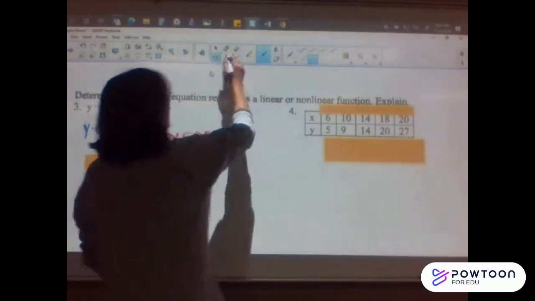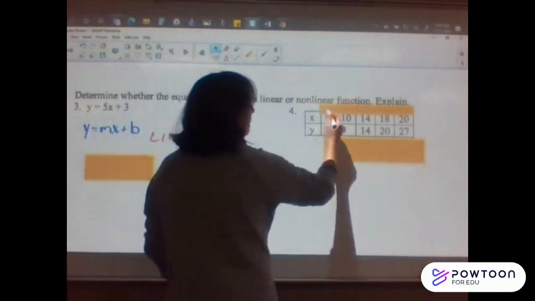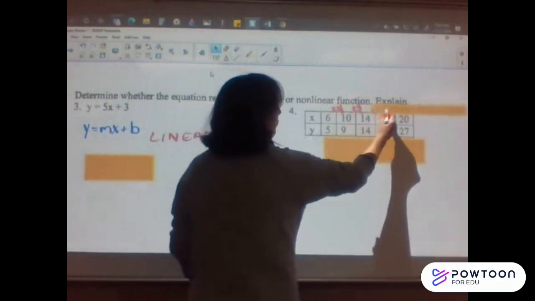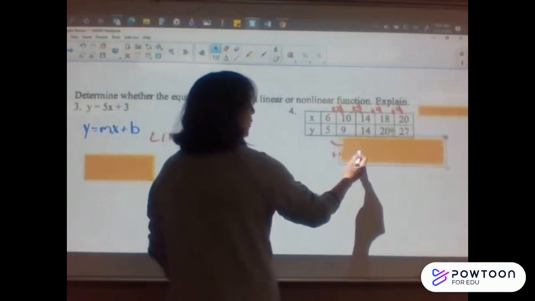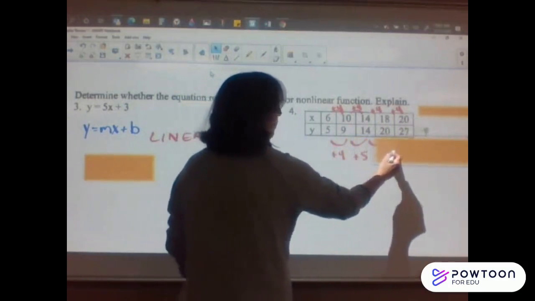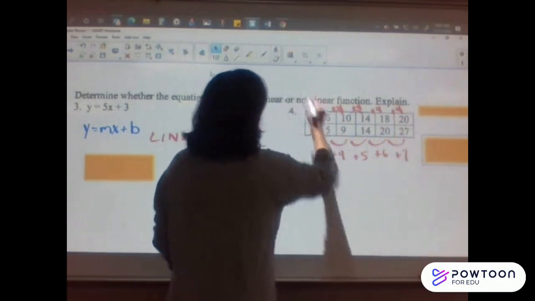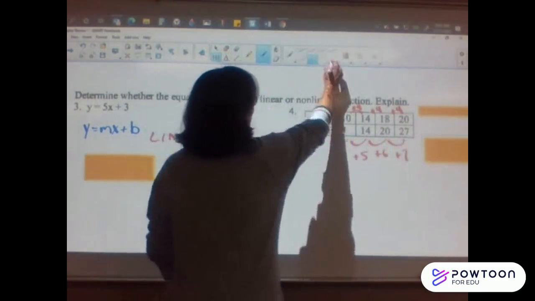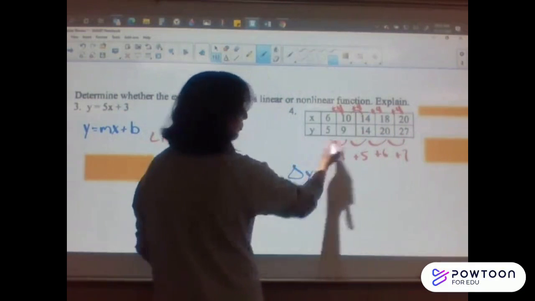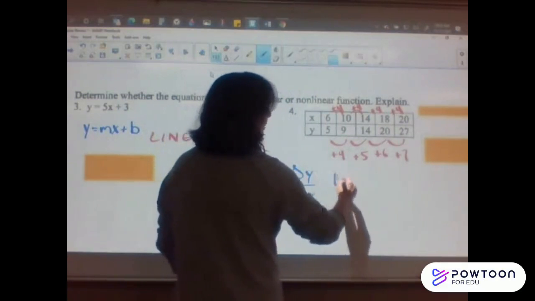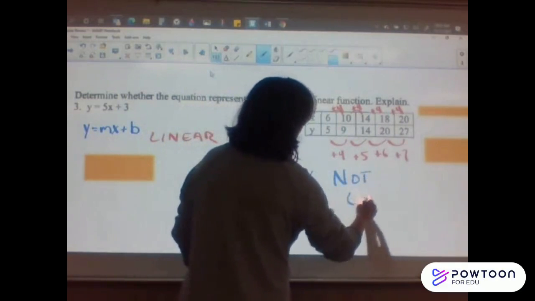Now number 4, my change in x through this whole table is consistent, but my change in y is not. That's plus 4, plus 5, and so on. So since my change in y over change in x is not going to be consistent through my entire chart, this one is not linear.